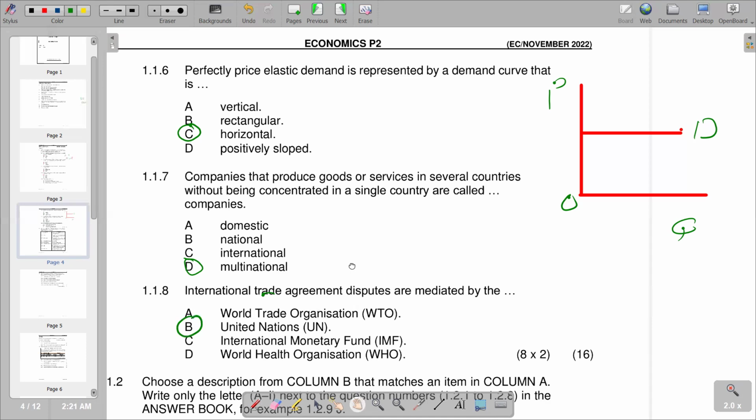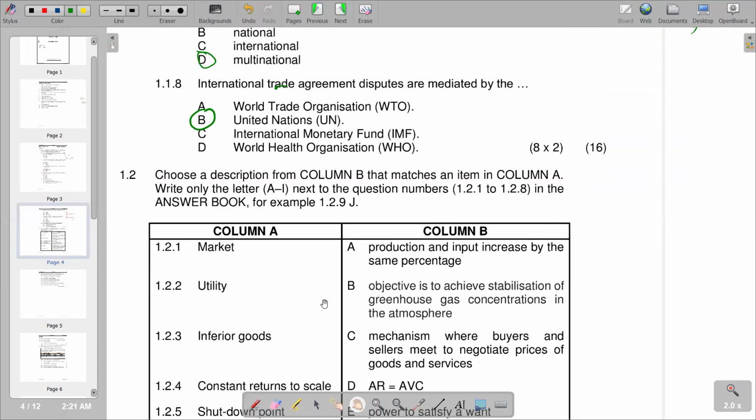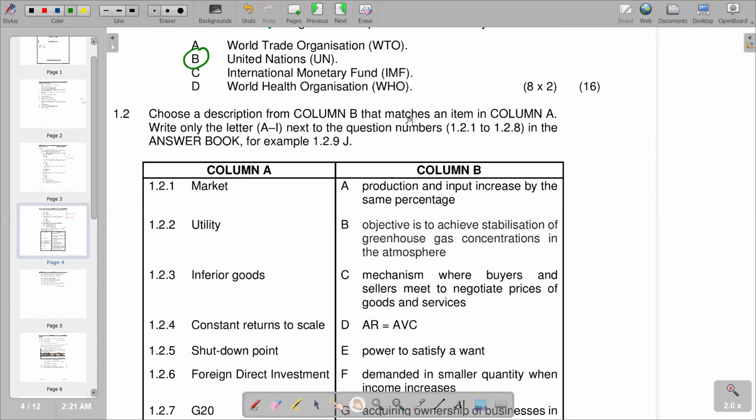Then we move on to the second part of the question, which is 1.2, on matching words, and reads: choose a description from column B that matches an item in column A. I'll write only the letter A to I next to the question numbers 1.2.1 to 1.2.8 in the answer book. For example, I give an example of the presentation.